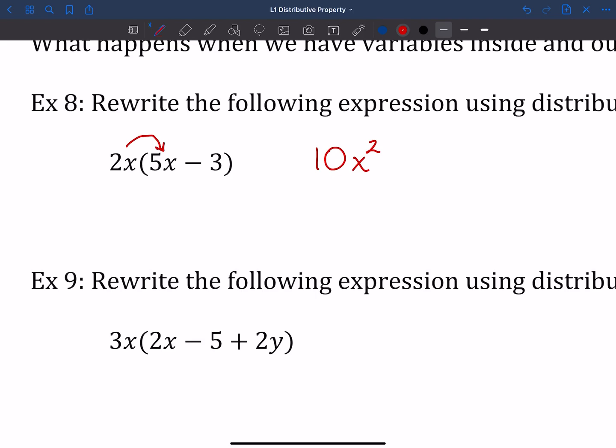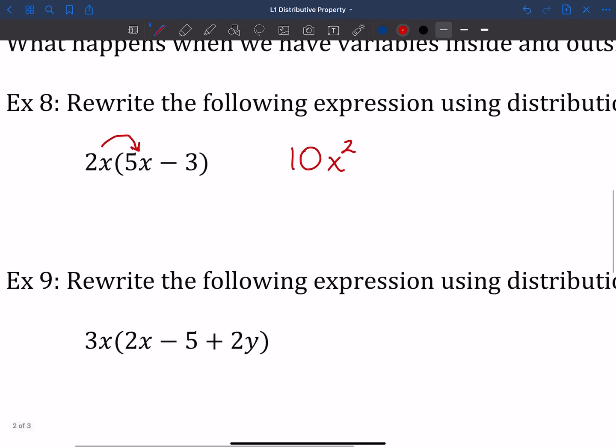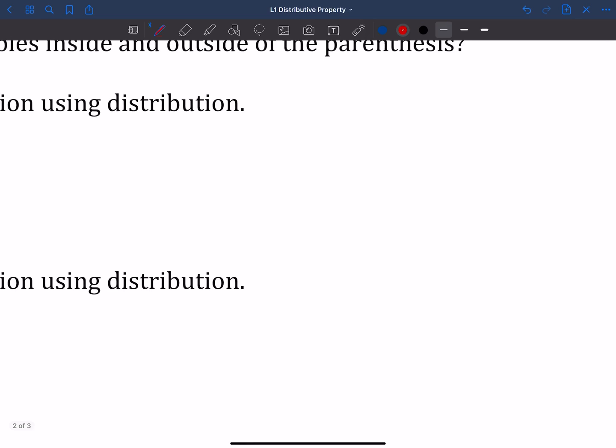A brief little thing to the side, I am going to come back to this problem in just a moment. When you have variables, if I have x times x, that does give me x squared. Some of you might be thinking, why isn't it 2x? Well, that's what you get when you do x plus x.